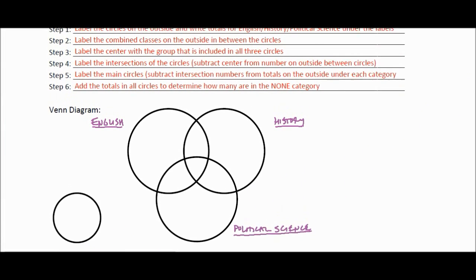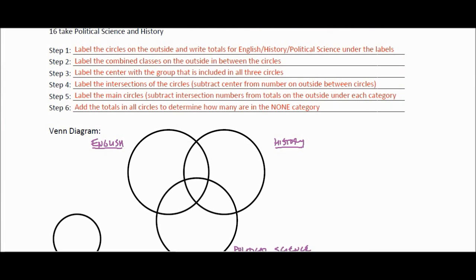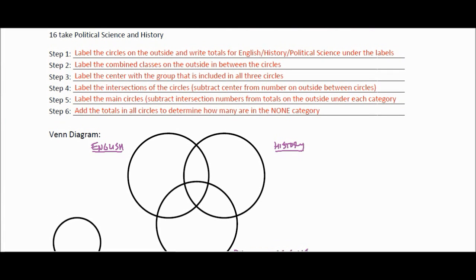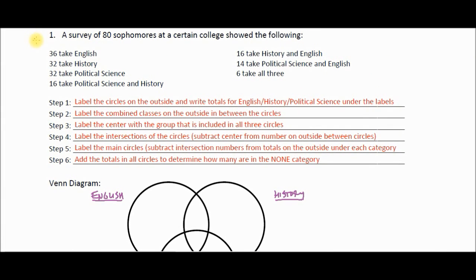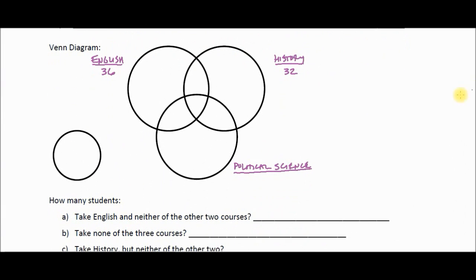Step number 1 says also, label the circles on the outside and write the totals for each label under the label. So English, we've got 36 people who are taking English. History, we've got 32. And political science, we've also got 32. Okay, there's our first step for making a Venn diagram.